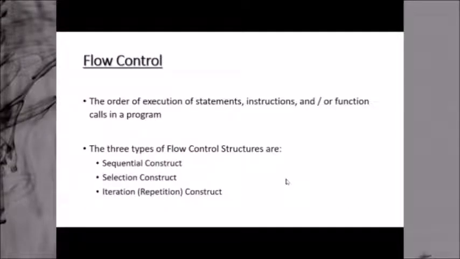Now coming to the flow control. Flow control is basically the flow of control of the program, how the program is executed, from which statement to which statement the program moves. That is called flow control. The order of execution of statements, instructions and function calls in a program is called flow control. There are three types of flow control structures. These are sequential construct, selection construct, and iteration or repetition construct.